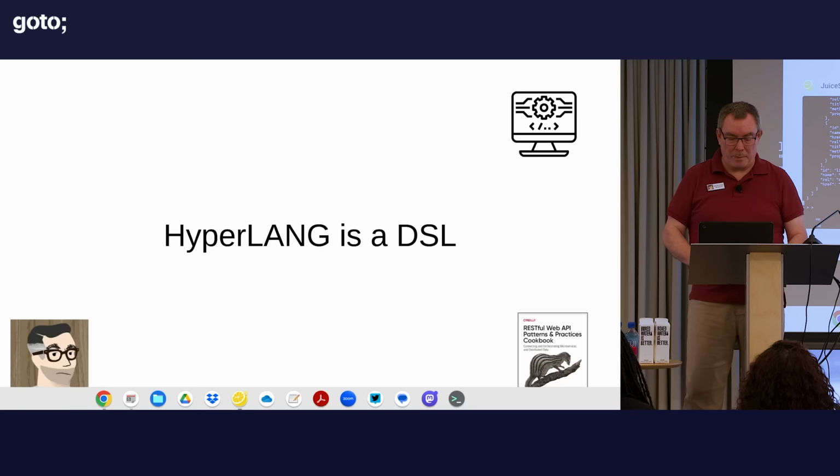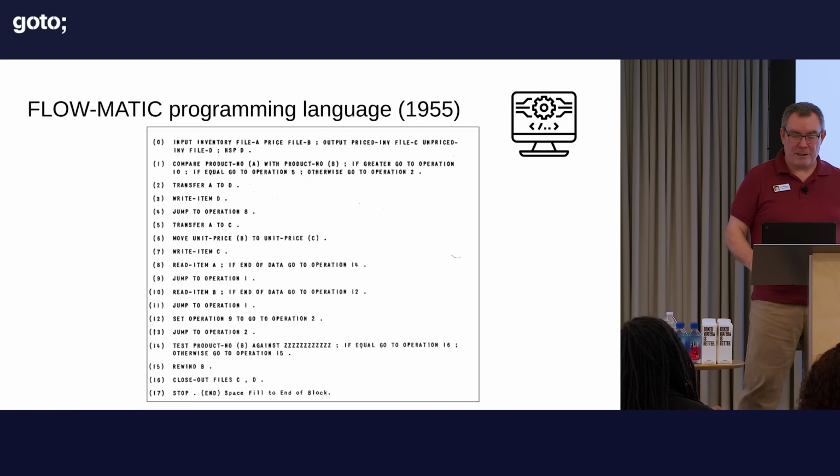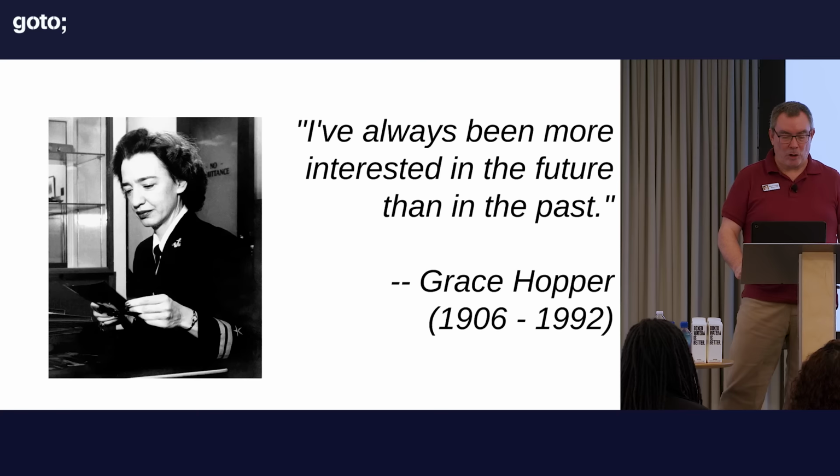So this is a DSL. I doubt anybody has seen this DSL before because it's from the 1950s. It's actually a language called Flowmatic. Flowmatic is the precursor to COBOL. Flowmatic was created before, as sort of the example of how COBOL would work. And it was created by this person, Grace Hopper, in the 1950s.